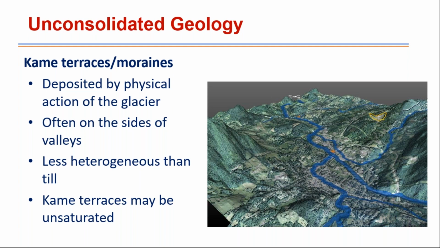It's less heterogeneous than till. Often it's very sandy, and if you drive around through New England, you often see gravel pits on the sides of the hills, and that's generally going to be a kame terrace. And these may be unsaturated, but they're also an important place for recharge to bedrock aquifers, because when the rain falls, it will go in there and then flow on top of the bedrock. And if there are fractures or if it's a porous bedrock, it'll actually help recharge the aquifer.